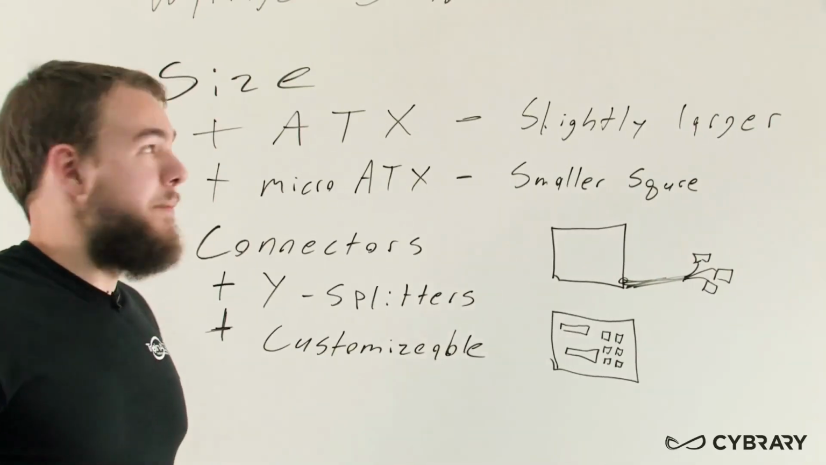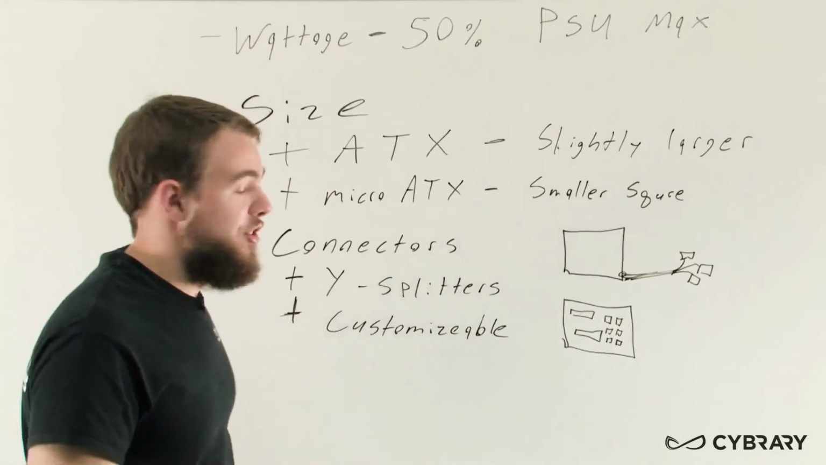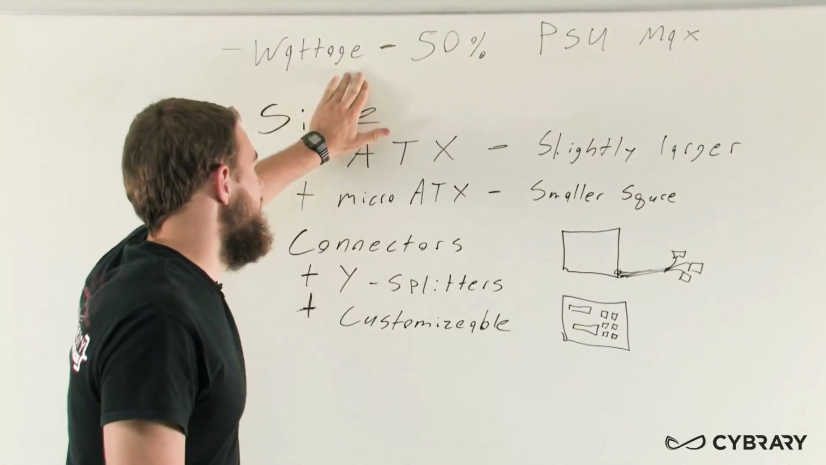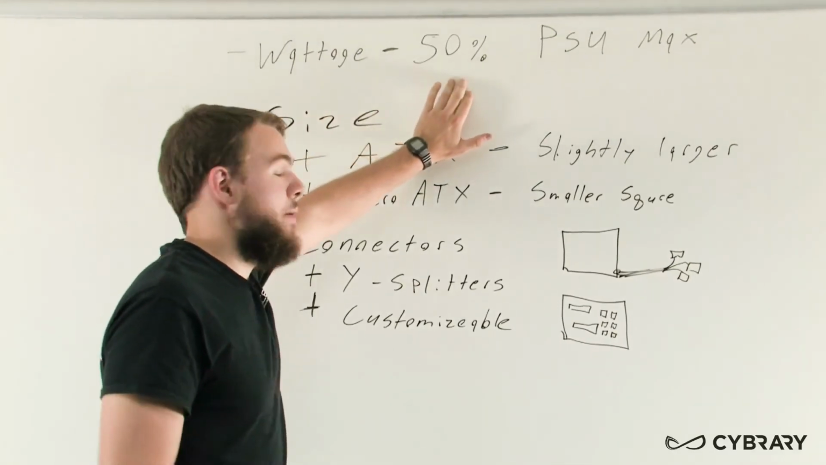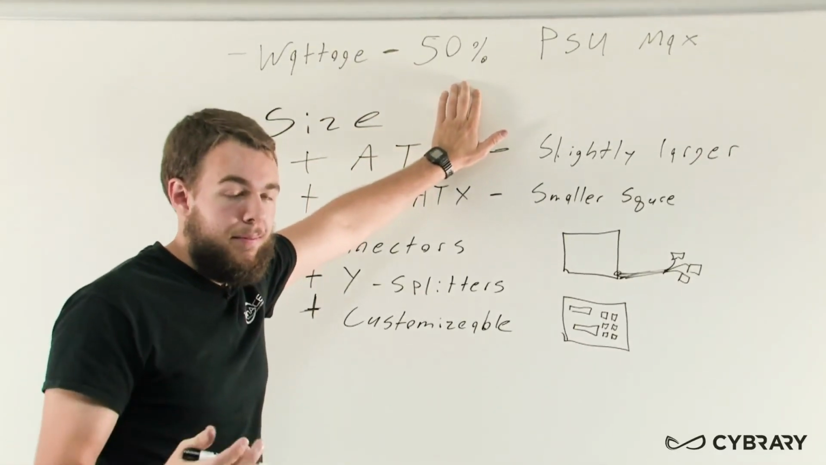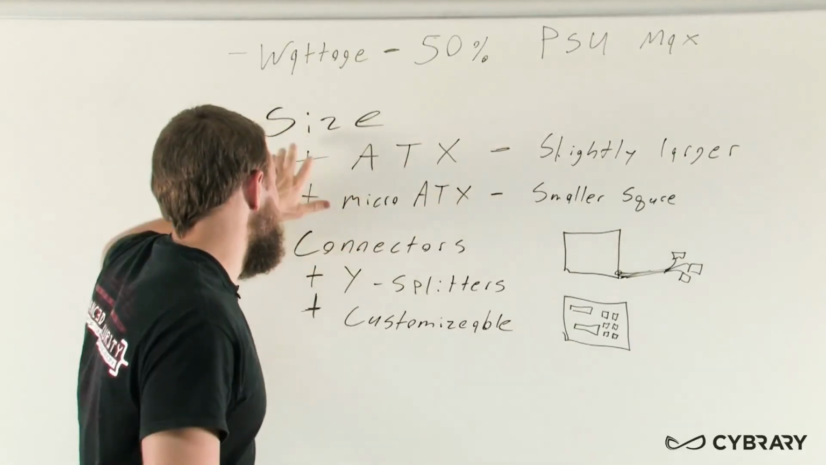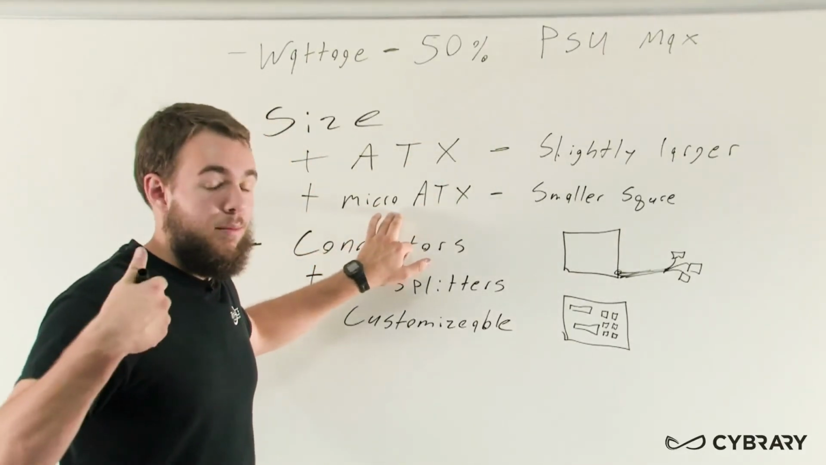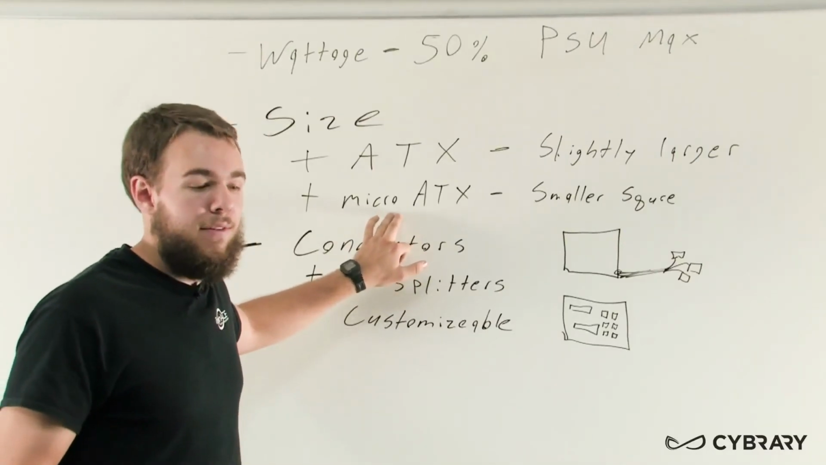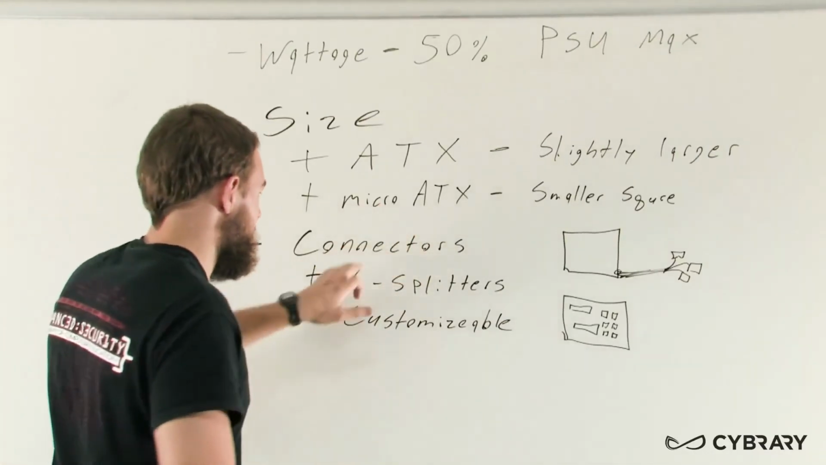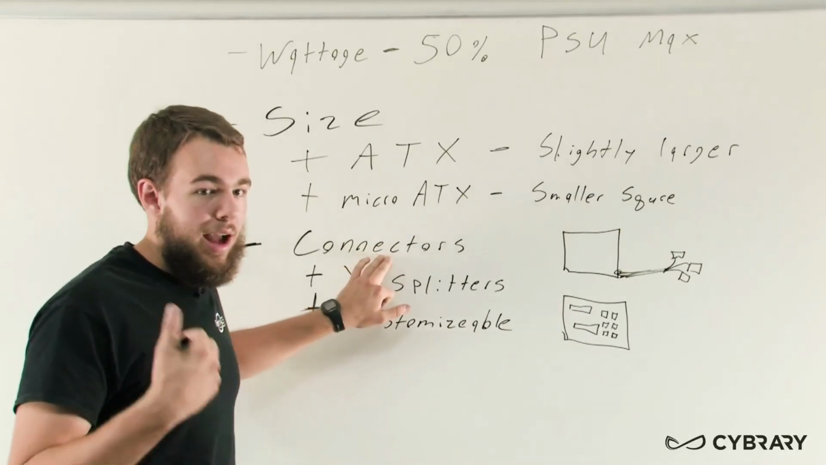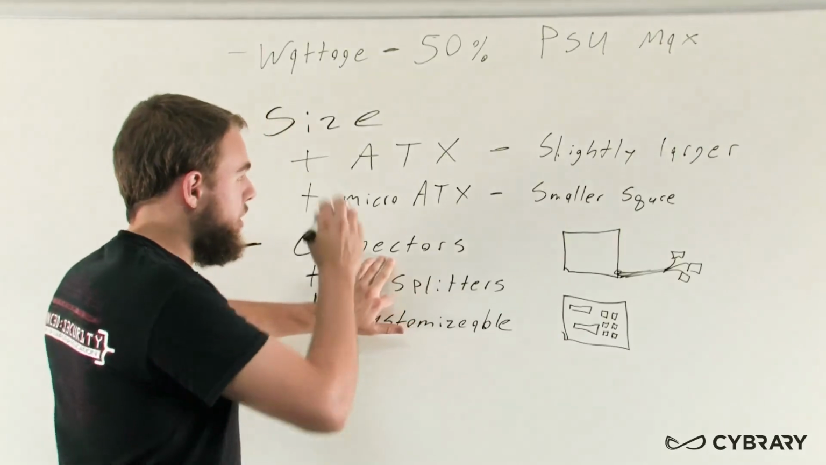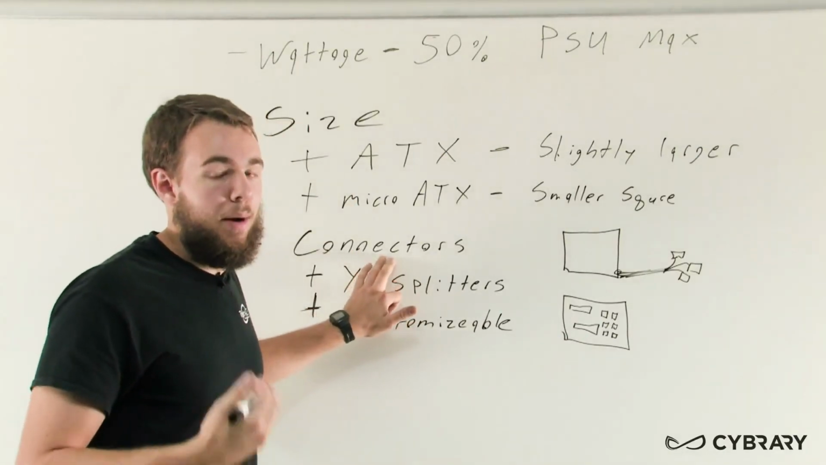So again, our overall considerations when we're purchasing our power supply unit is going to be our wattage. We're going to want to be at about 50% of our max power supply unit pushing power. We're going to look at our size, whether it's an ATX, a micro ATX, or if it's some sort of custom power supply unit from the manufacturer. And we're also going to look at the type of connectors that we have on there. We want to make sure that we have enough connectors, or if we're going to go with a customizable unit. And we want to keep all of these factors in mind when we're purchasing our power supply unit.